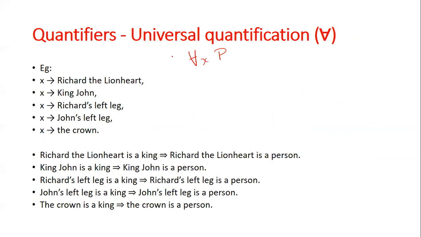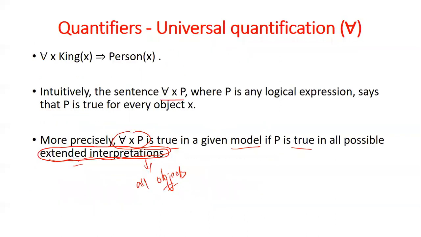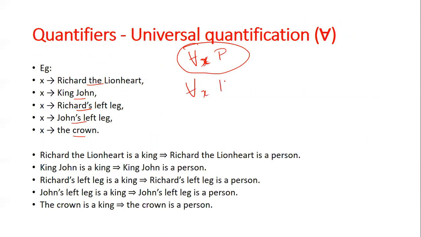So what are our possible X's? If you take the example which we have discussed, and consider the statement for all X P, what values can X take? X can be either Richard the Lionheart, or King John, or Richard's left leg, or John's left leg, or crown. Okay, so these are the possible values it can take, right? Now for this for all X P, we will try it on this example. What is the example? For all X, king of X implies person of X.